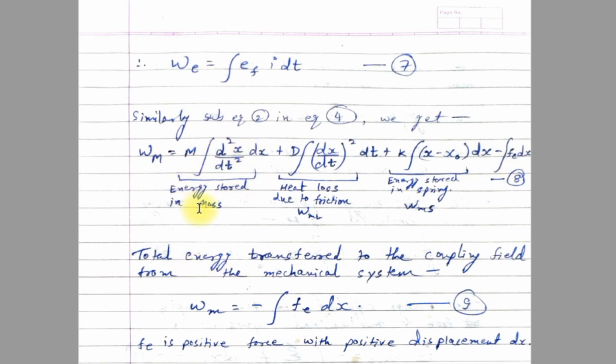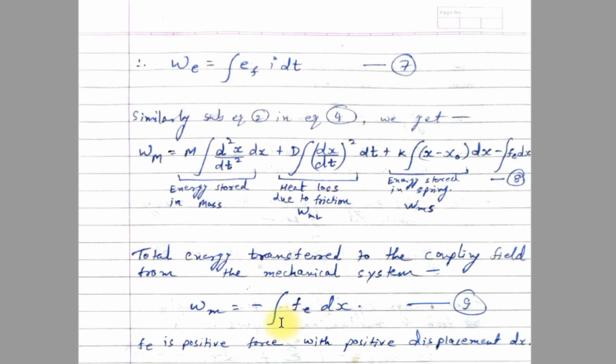Now again, if we look at the terms closely, the first term indicates the energy stored in the mass. The second term, that is D into integration of dx by dt whole square into dt, indicates the heat loss due to the friction, and the third term is nothing but the energy stored in the spring, that is Wms. So the total energy transferred to the coupling field from the mechanical system would be minus of integration of Fe into dx.